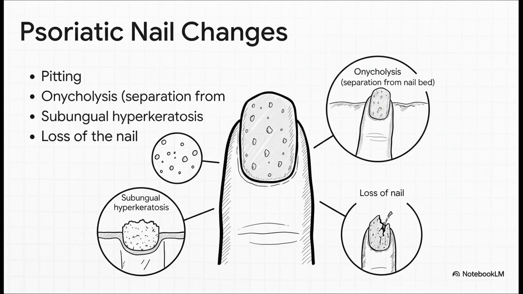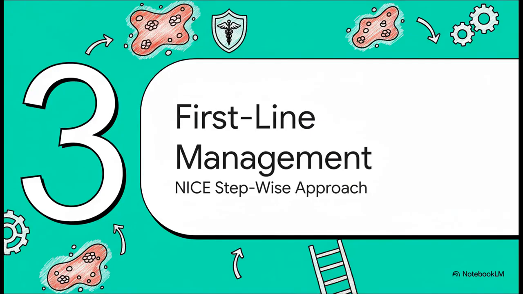You might also see subungual hyperkeratosis, which is just a thickening of scale under the nail. And in really bad cases, the patient can lose the nail entirely. Recognizing these is just so important. Okay, let's switch gears and talk about treatment.